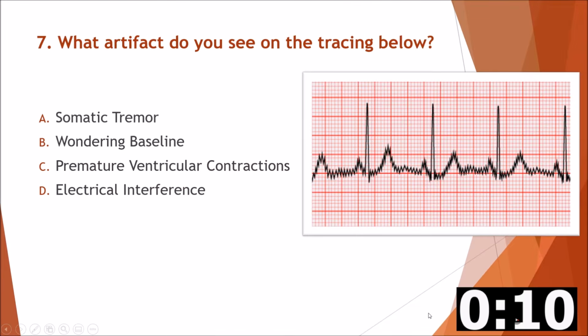What artifact do you see on the tracing below? A, somatic tremor, B, wandering baseline, C, premature ventricular contractions, D, electrical interference. 10 seconds.